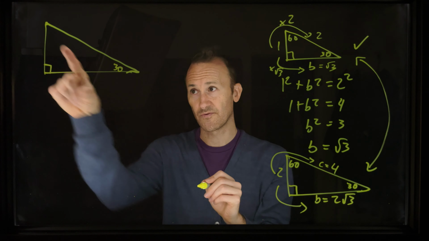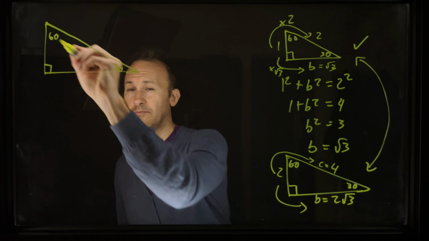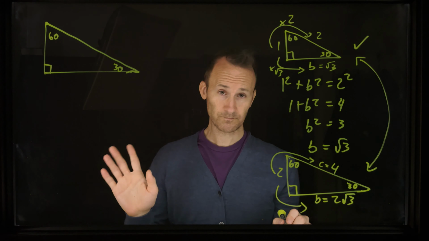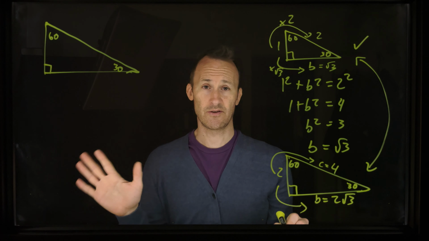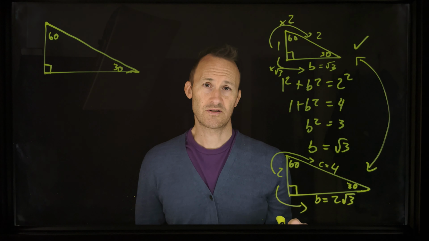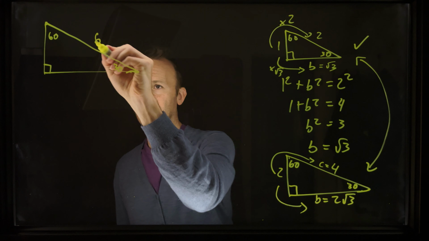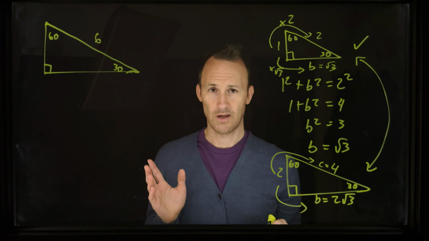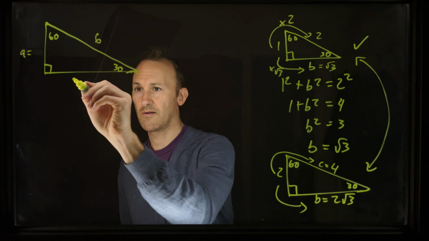And the longer of the two legs, that's this one, is opposite the 60. Now I'm suggesting, okay, I give you one side, you can get the other two, all right? Let's say that I give you that this side is 6. Okay? And now you've got to figure out A and C.